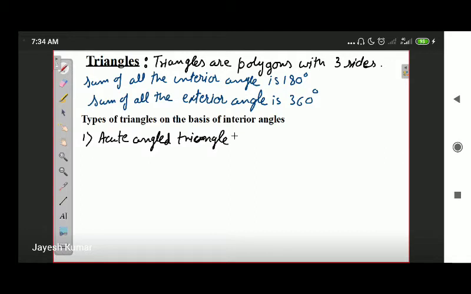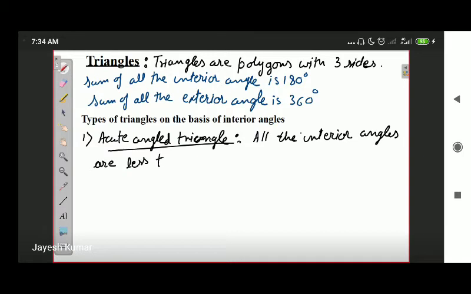So what kind of triangle is it? In this triangle, all the interior angles are less than 90 degrees. All the angles are less than 90 degrees. You can draw its figure as well. This is an acute angle triangle. All the interior angles are less than 90.